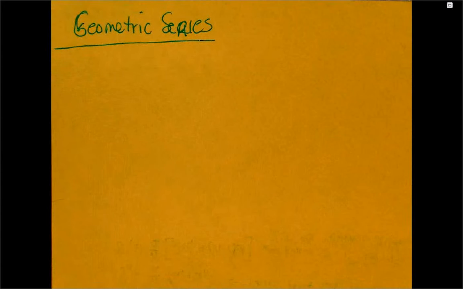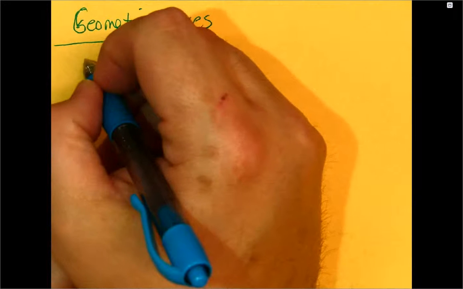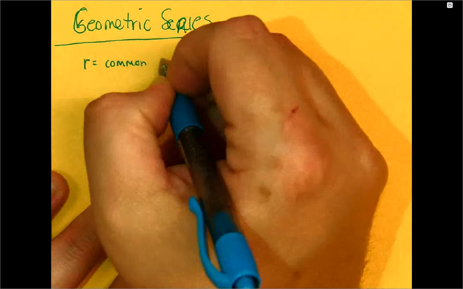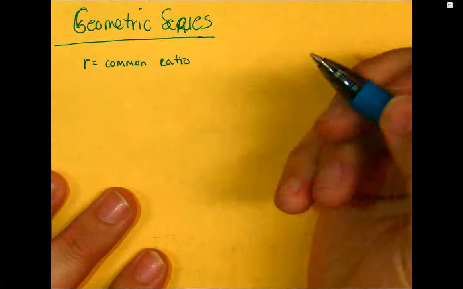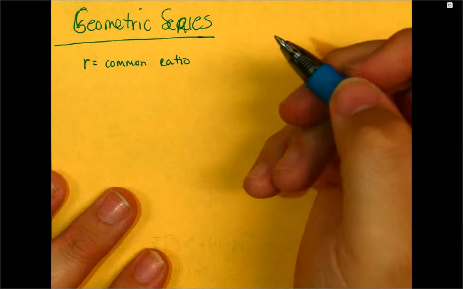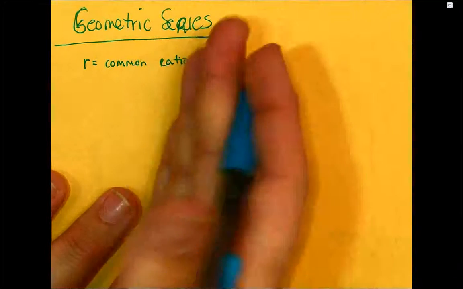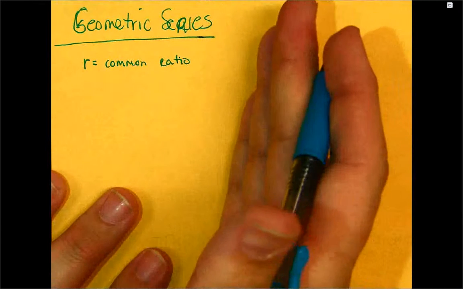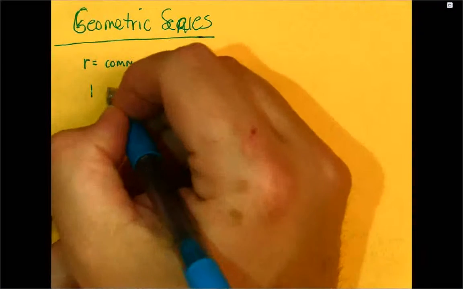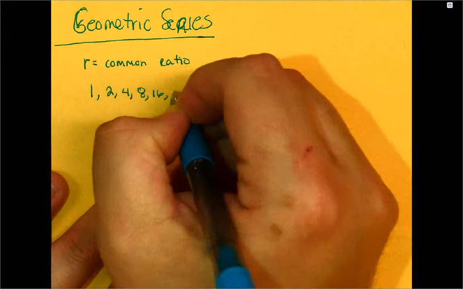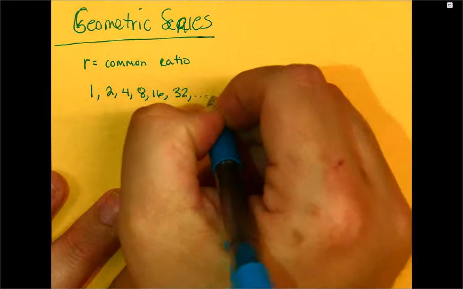Geometric series. No, they have to have a common ratio. So it's one term being multiplied by a constant number. So it could be 1, then 2, then 4, then 8, then 16, then 32, etc.